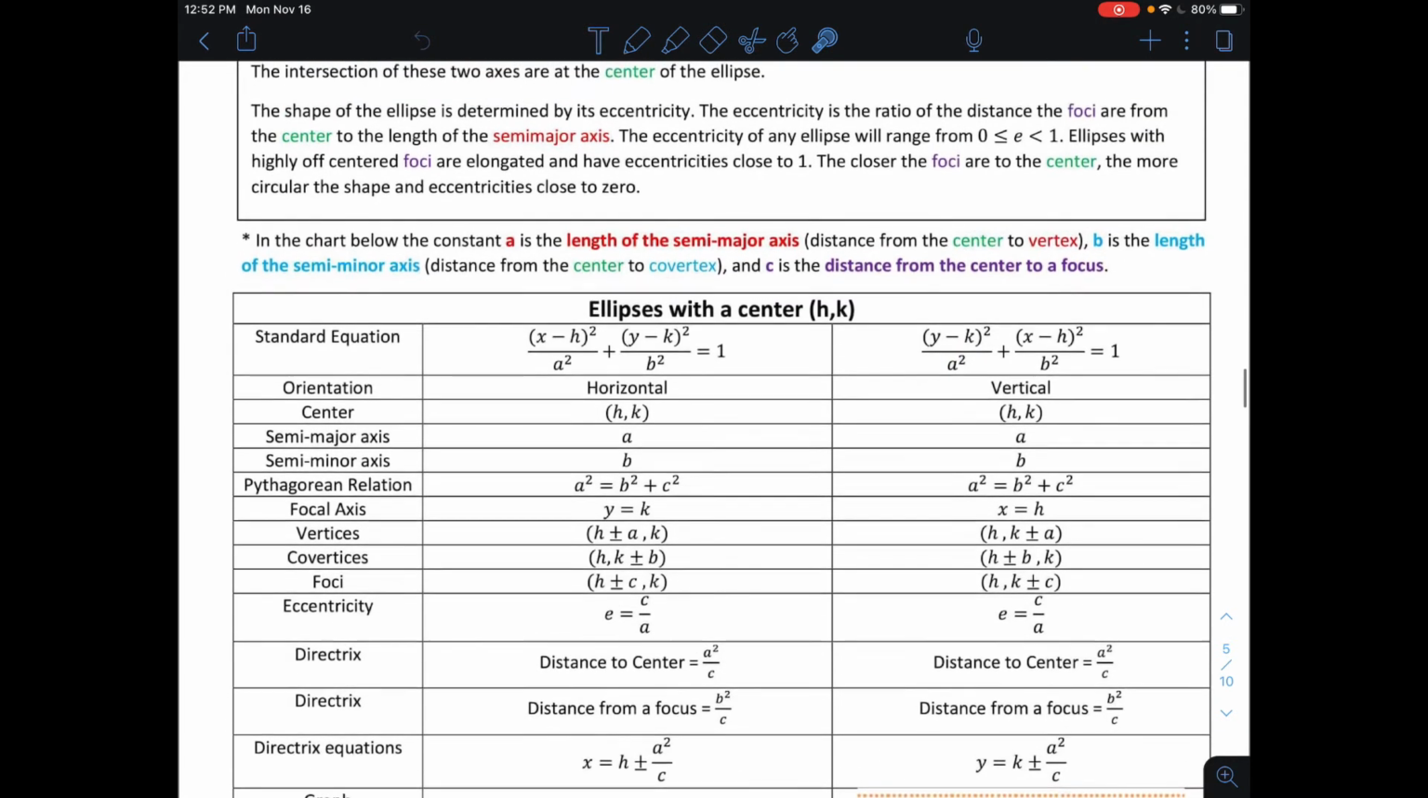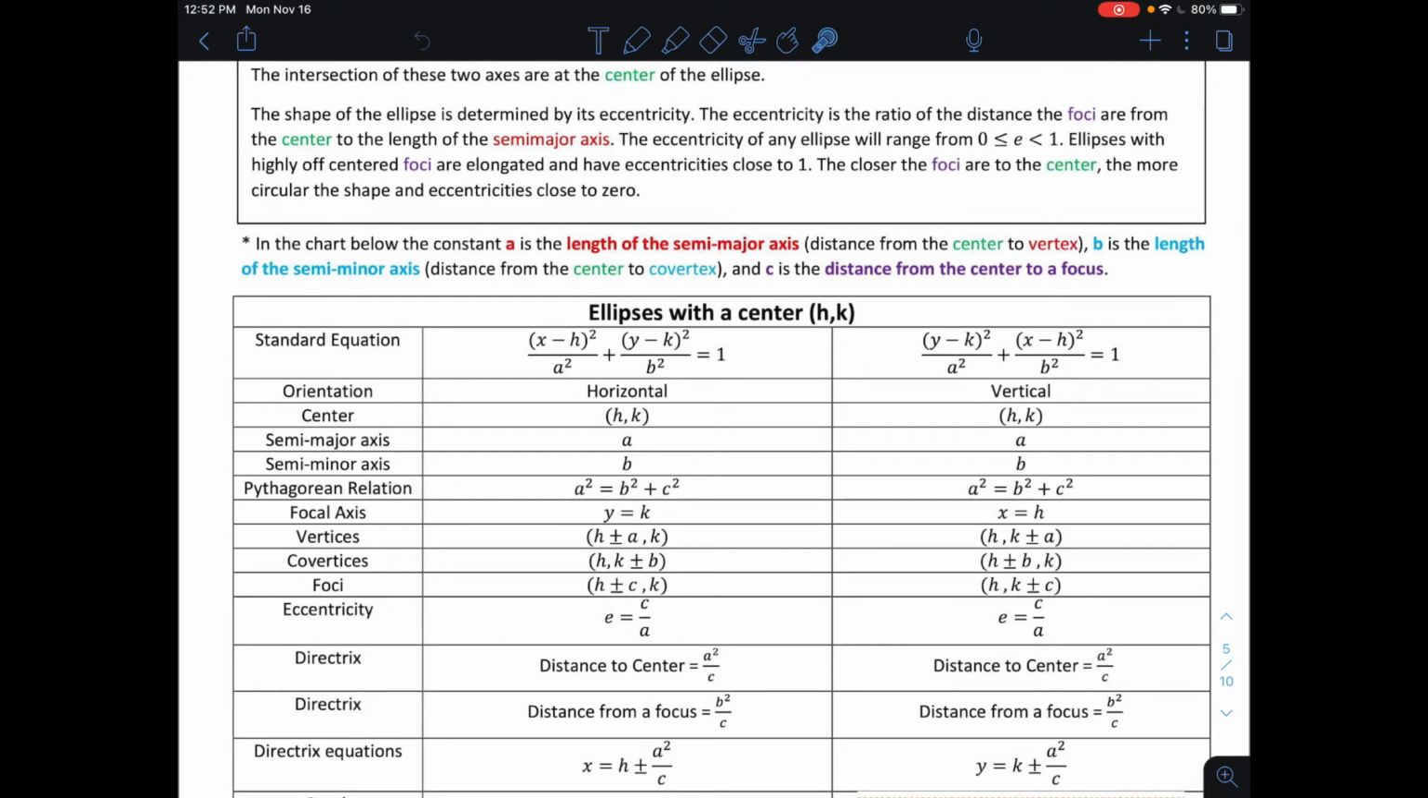Now, we have some terminology to talk about here. The center is still h comma k in both cases. The major axis has endpoints that are vertices, and the semi-major axis is the distance from the center to one of those vertices, which is always going to be a. It's either going to be a along the horizontal or a along the vertical. The semi-minor axis, which is the distance from the center to a co-vertex, is represented by b.